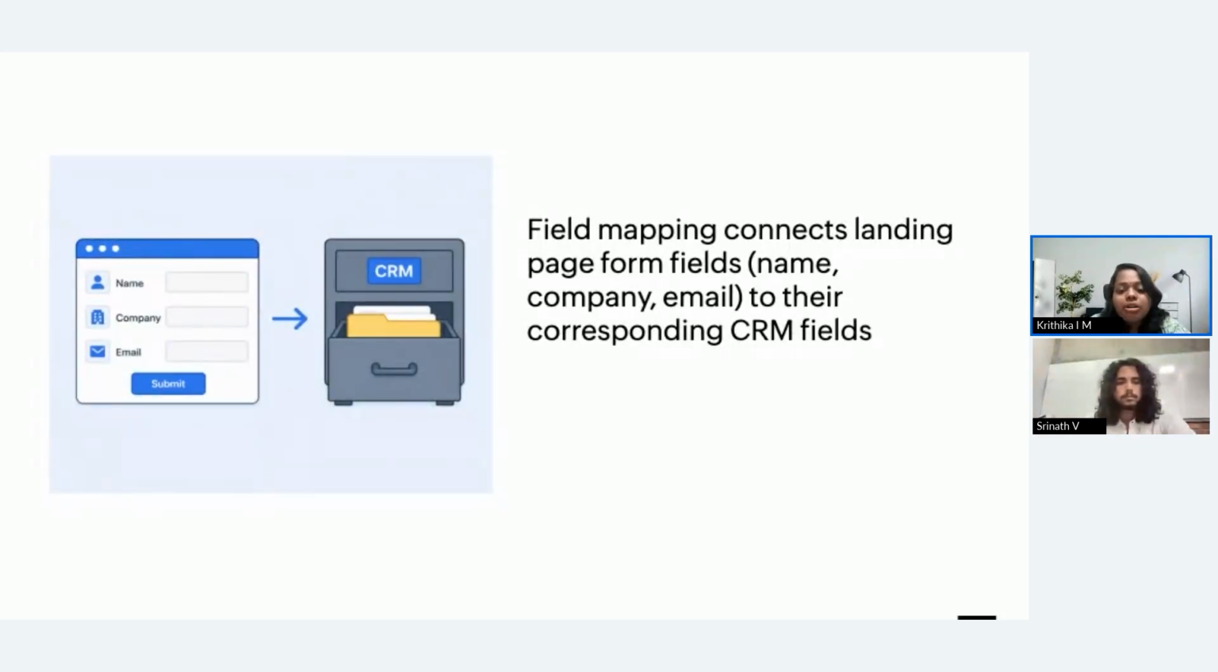The next important feature that we have available is duplicate detection. Let's say that someone has already interacted with your business and they're going to fill out another form using the same email address. Instead of creating multiple records for the same person, your CRM can simply update the existing contact or the lead.